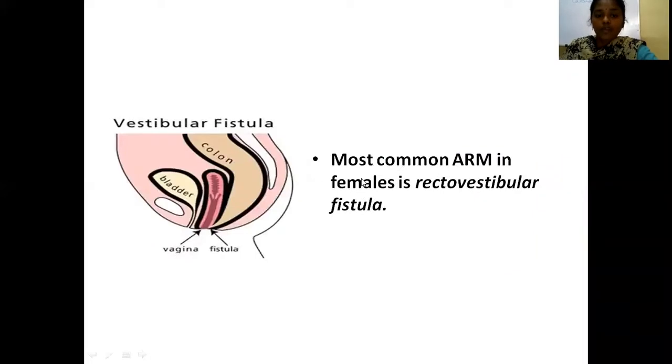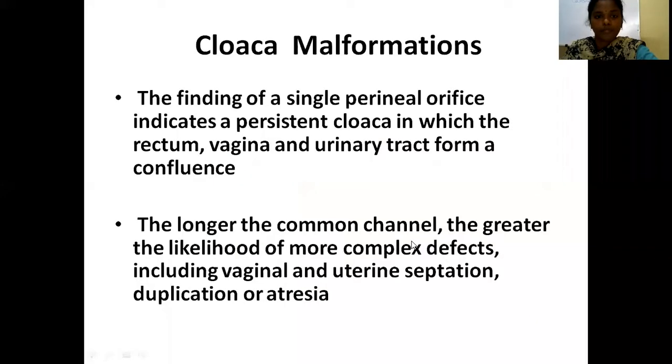Coming to females, the most common anorectal malformation in females is rectovestibular fistula. That is communication between the rectum and the vestibule. See, this is the rectovestibular fistula, not rectovaginal fistula. There's an abnormal communication between the rectum and the posterior vestibule of the vagina. So the most common type of anorectal malformation in females is rectovestibular fistula.